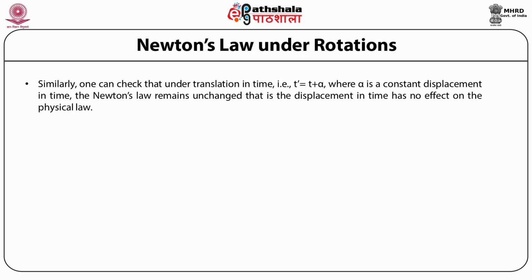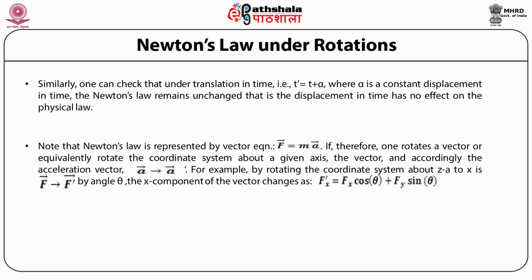Here, it is important to note that Newton's laws are represented by the vector equation force is equal to mass times the acceleration. Therefore, if one were to rotate a vector or equivalently rotate the coordinate system about a given axis, the force vector and accordingly the acceleration vector A would also undergo a transformation. That is, vector A would change to vector A prime.